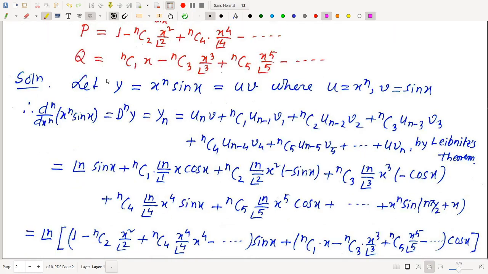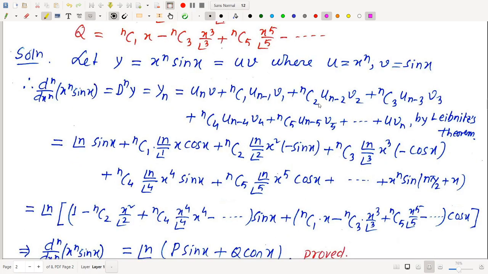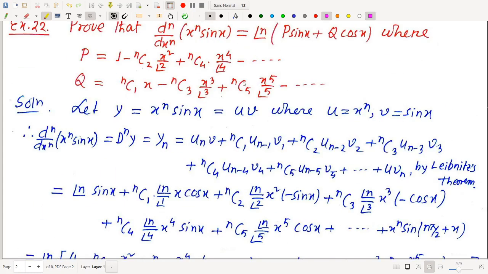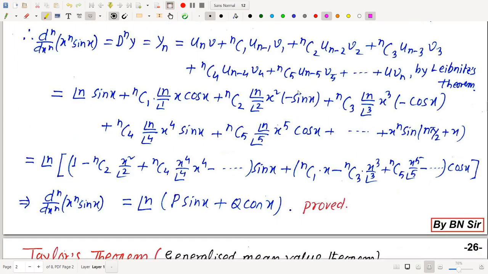Okay, let us see. Let y equal to x to the power n sin x. This is u into v, where u is x to the power n, v is sin x. So nth derivative of x to the power n sin x means d to the power n, y means yn. So Leibnitz theorem if we apply here, un v plus nc1 un minus 1 v1 plus nc2 un minus 2 v2 plus nc3 un minus 3 v3 plus nc4 un minus 4 v4 plus nc5 un minus 5 v5 plus dot dot dot, last term is u vn. This is Leibnitz theorem. We have written up to v suffix 5 because here nc5 is there in the answer also.